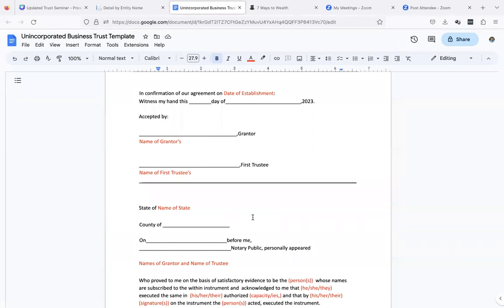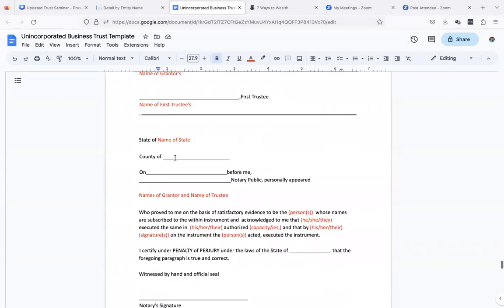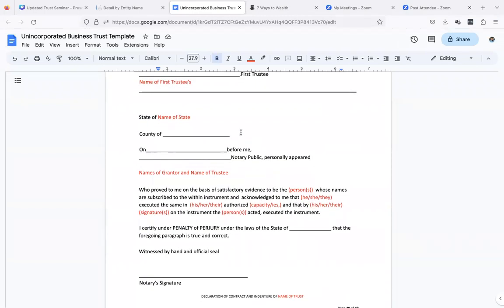But then just know that they don't have any power, right? They just walk away from the trust. And so then you are considered the first trustee or the founder trustee, and you're going to sign, you're going to get it notarized. And this is what makes your trust legal, okay?